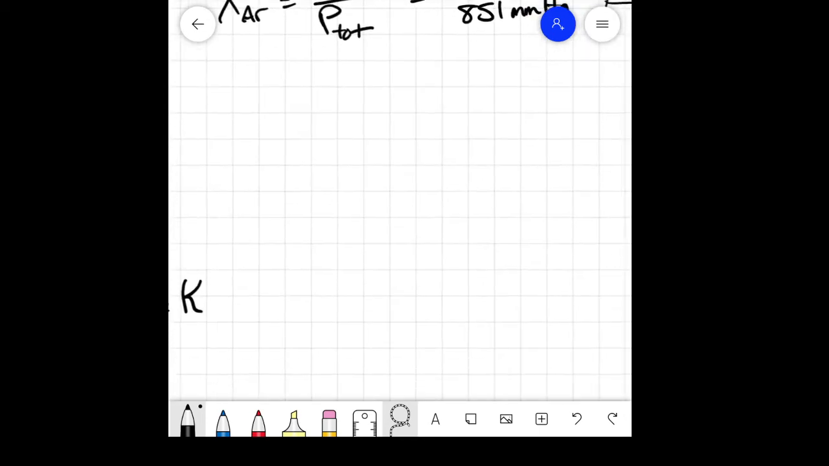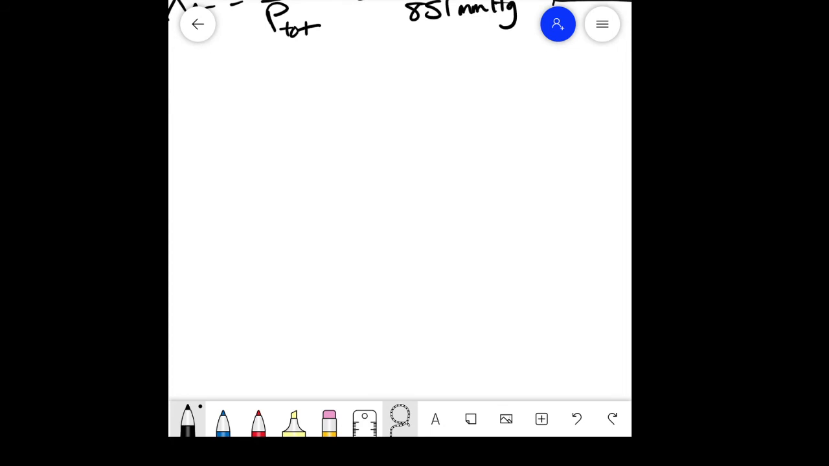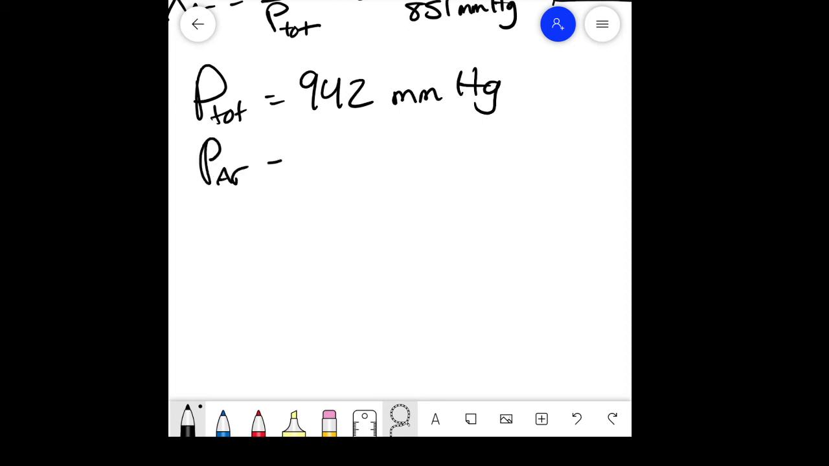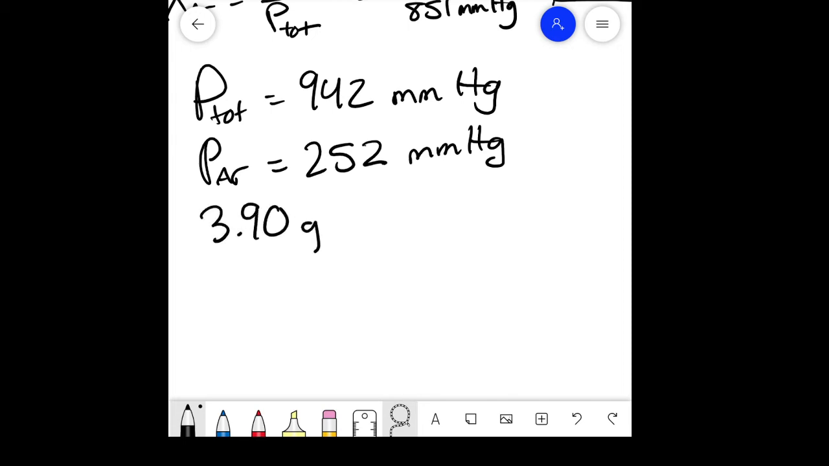Let's do another one. That was simple. This is where it starts to get confusing. So say our total pressure is 942 millimeters of mercury. Our partial pressure of argon is 552 millimeters of mercury. And we know we have 3.9 grams of argon in this mixture.